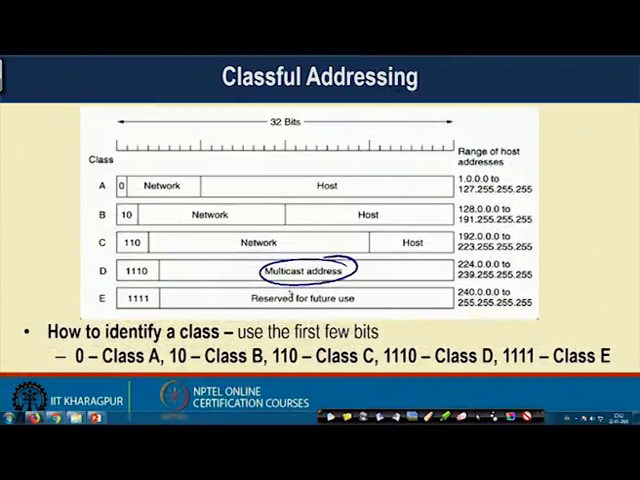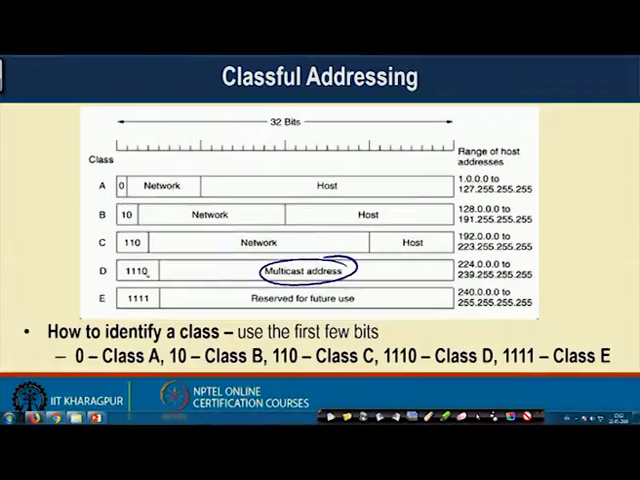Now, in this dotted decimal format, the multicast IP addresses range from 224.0.0.0 to 239.255.255.255. 224 corresponds to 1110 followed by 4 zeros, and 239 corresponds to 1110 1111. So, the first chunk goes from 1110 0000 to 1110 1111, which corresponds to 239. So, it moves from 224 to 239. That is the multicast use.